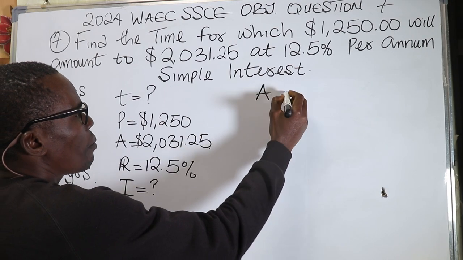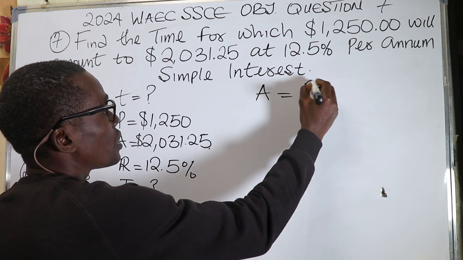The formula is that our amount is equal to principal plus the interest. Now, this is the interest. In simple interest, the interest is equal to the principal times rate times time. And the rate is in percentage, which will be over 100.